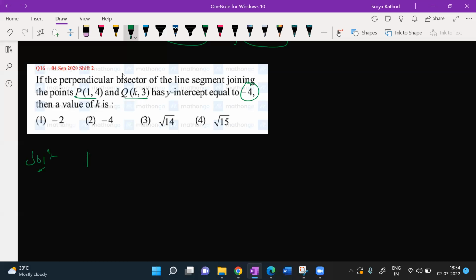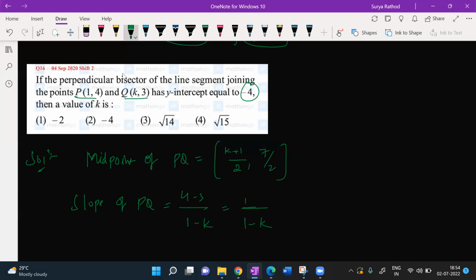So better look at this here. Let us talk about the midpoint. Midpoint of PQ is what? Tell me. (x1 plus x2) by 2, so (k plus 1) by 2, and (3 plus 4), so 7 by 2. Okay. And what is the slope of this PQ? Slope of PQ is (y2 minus y1) divided by (x2 minus x1). So 4 minus 3 by 1 minus k is equal to 1 by (1 minus k). Correct? Anyway, this is one thing we got.